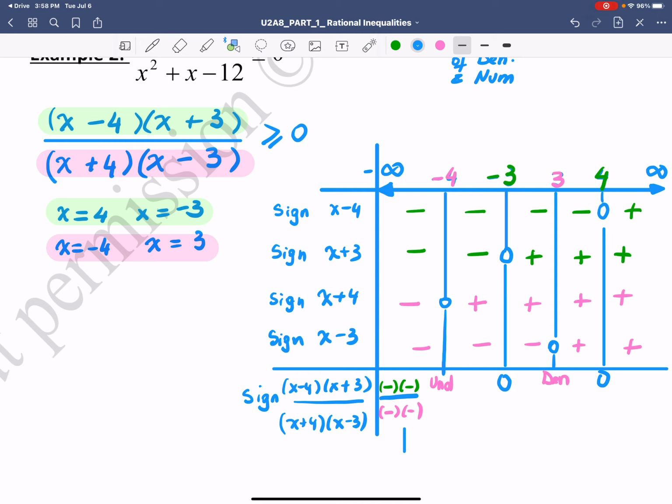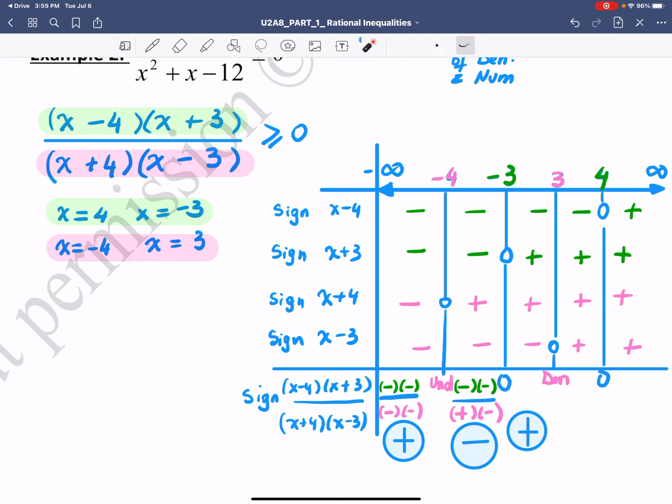Next, we have minus times minus divided by plus times minus. So minus times minus is plus, numerator positive, denominator negative, so the division will be negative. Next, minus, minus, plus, plus, minus. So these two minuses will make a plus. That means that the answer here will be positive.